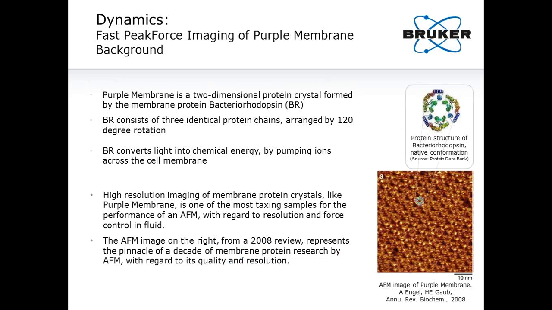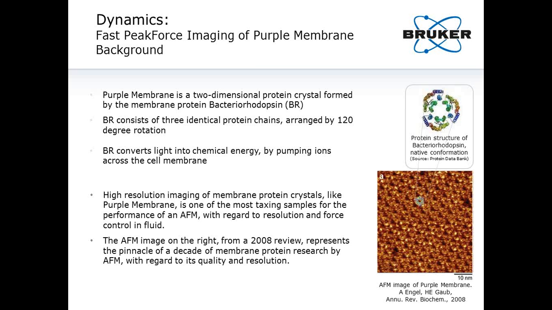Bacteriorhodopsin is found in archaea, the most notable being halobacteria. Bacteriorhodopsin acts as a light-driven transmembrane protein pump, converting light into chemical energy for the organism. Purple membrane is a two-dimensional protein crystal formed by the membrane protein Bacteriorhodopsin. BR consists of 3 identical protein chains, arranged by a 120-degree rotation.